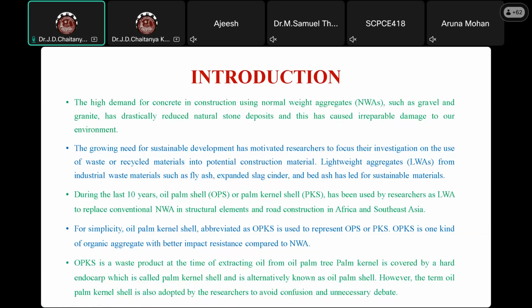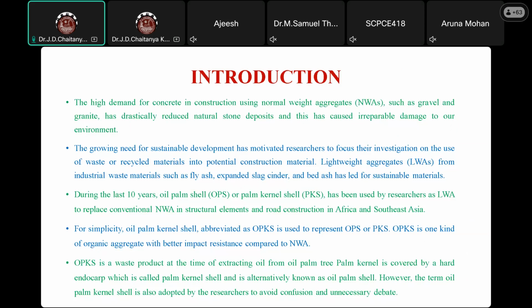We are using natural aggregates, and 80% of your concrete will be aggregates only. It's a combination of fine and coarse aggregates. We also have so many wastes developing from industry and agriculture. So why don't you use this agriculture waste as a replacement for your aggregates?